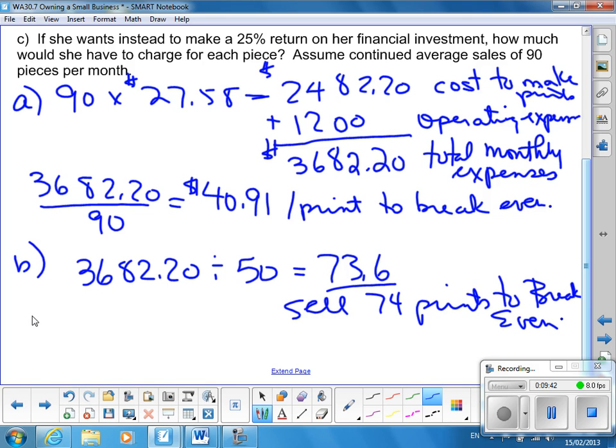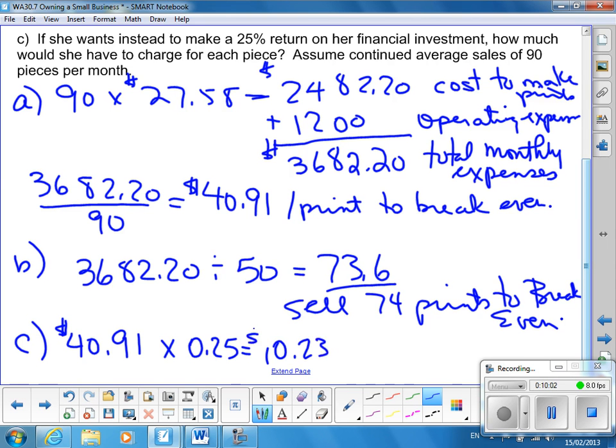And last, if she wants instead to make a 25% return on her investment, how much will she charge? So you take the break-even price. That's just to cover her costs, but she wants to make a profit. So we're going to times it by 25%. So she needs to charge $10.25 more to make a profit. So that's the profit margin.